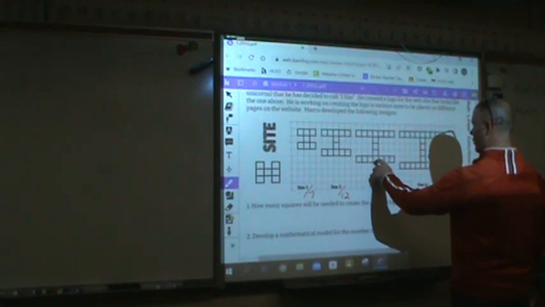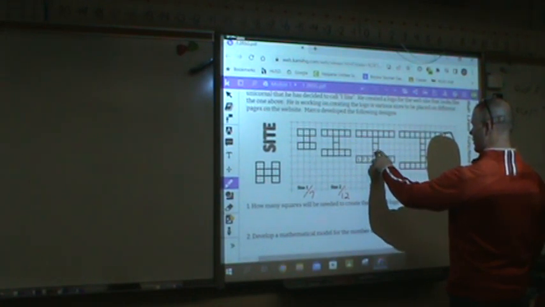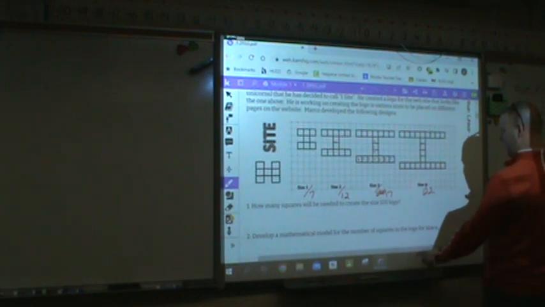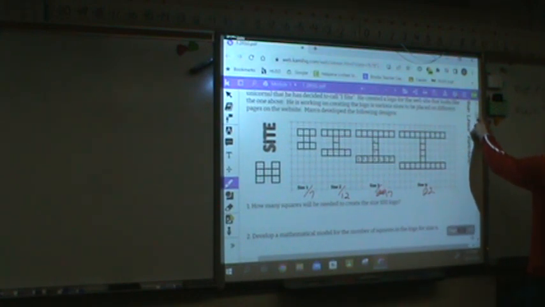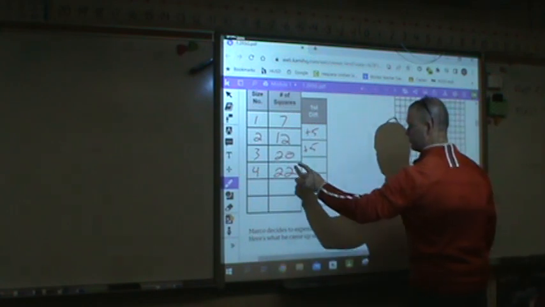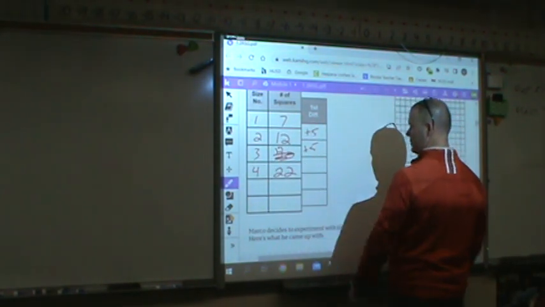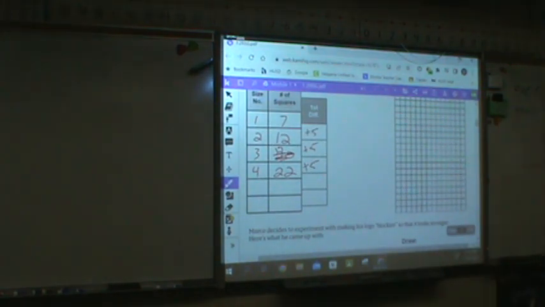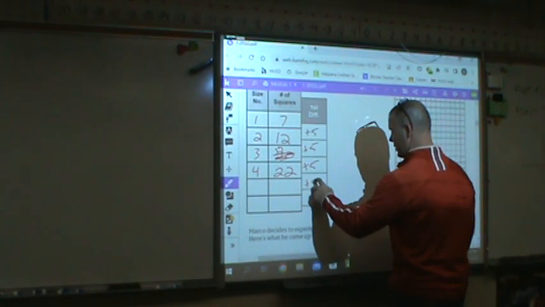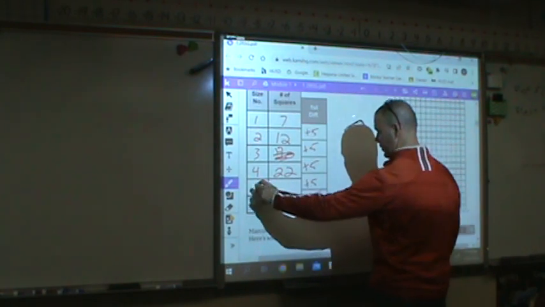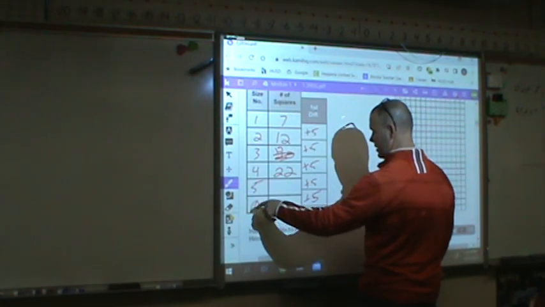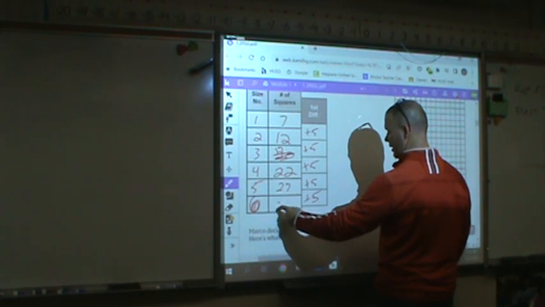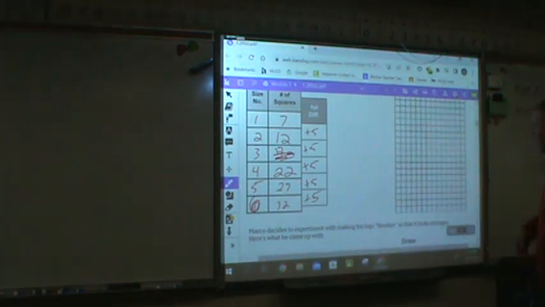1, 2, 3, 4, 5, 6, 7, 14, 15, 16, 17. Aha, 17. How did I not count that right? And 17 to 22, so there should be our plus 5. Okay, so this should be 17, and then 17 to 22 is plus 5. So if you see what's happening here, plus 5, we can fill in the rest. Figure 5 and figure 6 will be 27 and 32, right?